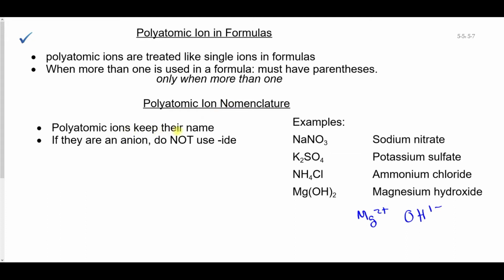They keep their name. We don't change them to ide, so notice we have nitrate, sulfate, hydroxide, chloride being a monoatomic ion. But here we have ammonium, and its name is also just kept the same.